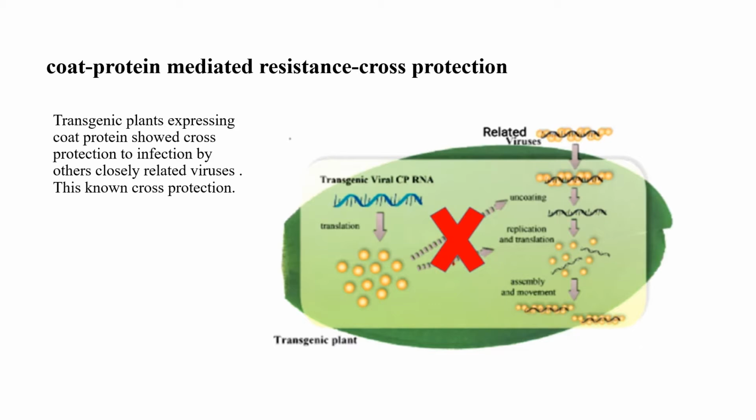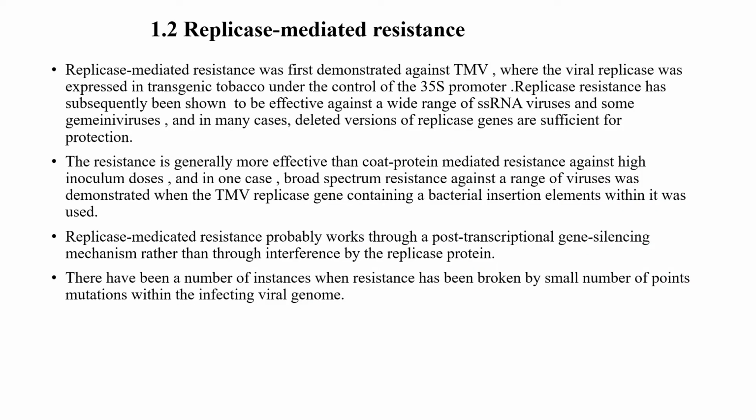The next subtopic is replicase-mediated resistance. Replicase-mediated resistance was first demonstrated against tobacco mosaic virus, where the viral replicase was expressed in transgenic tobacco under the control of the 35S promoter. Replicase resistance has subsequently been shown to be effective against a wide range of single-stranded RNA viruses and some DNA viruses, and in many cases, deleted versions of replicase genes are sufficient for protection.